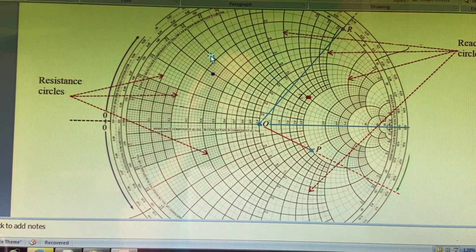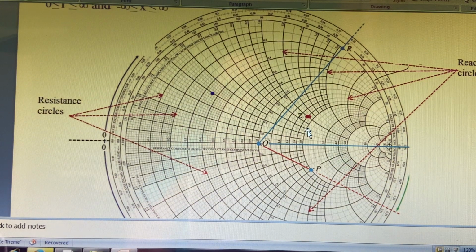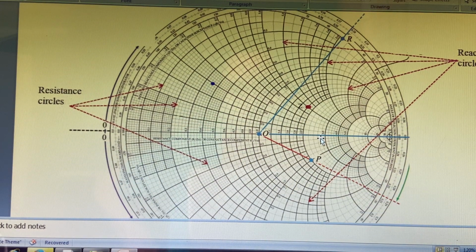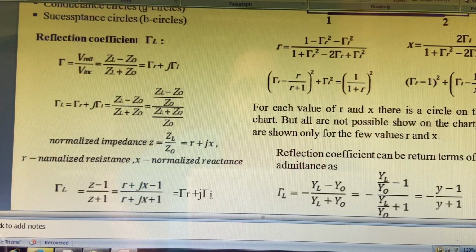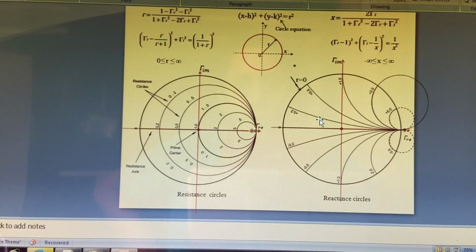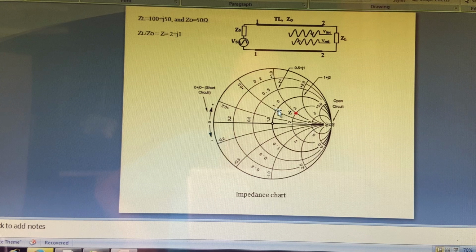These are the reactance circles, and these are the resistance circles. In this plot, resistance and reactance circles are shown overlapping on the same chart. If you combine those two, it will look like this. The overlapping of reactance circles and resistance circles is called an impedance chart, or Z chart.